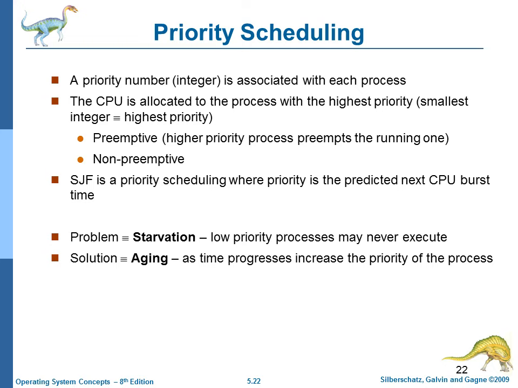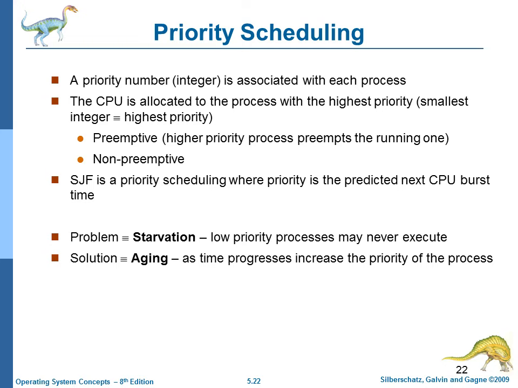Priorities can be assigned either internally or externally. Internally, priorities are assigned by the operating system using criteria like average burst time, ratio of the CPU, or system resources used, and other factors available to the kernel. External priorities are assigned by the users based on the importance of the job for the user.